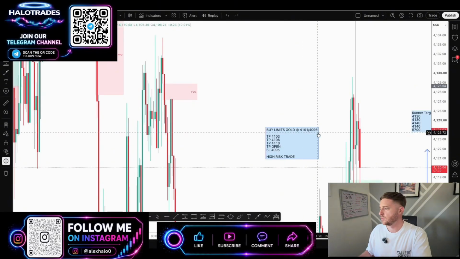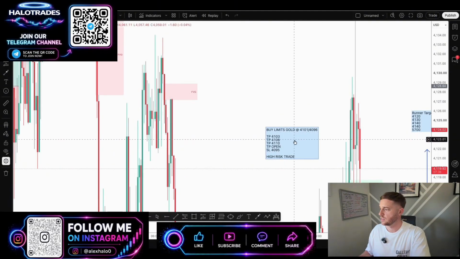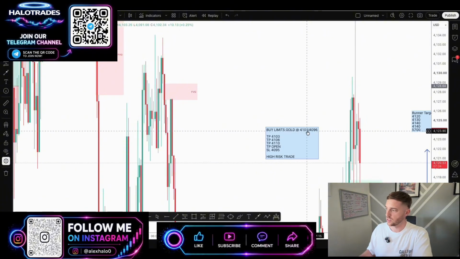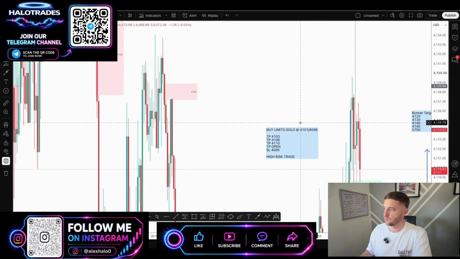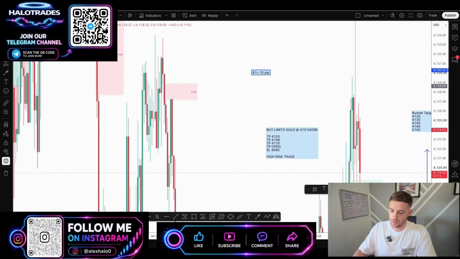So in this example here, I'm going to show you a trade, and this is a buy limit gold trade with a range of 4101 to 4096, and that is roughly a $5 difference between price. So from 4101 to 4096 is a difference of $5. $1 is reflective of 10 pips. So for that range there, we know that $1 is 10 pips. And we know that we have a range of $5, so we know that that range is a 50 pip range.